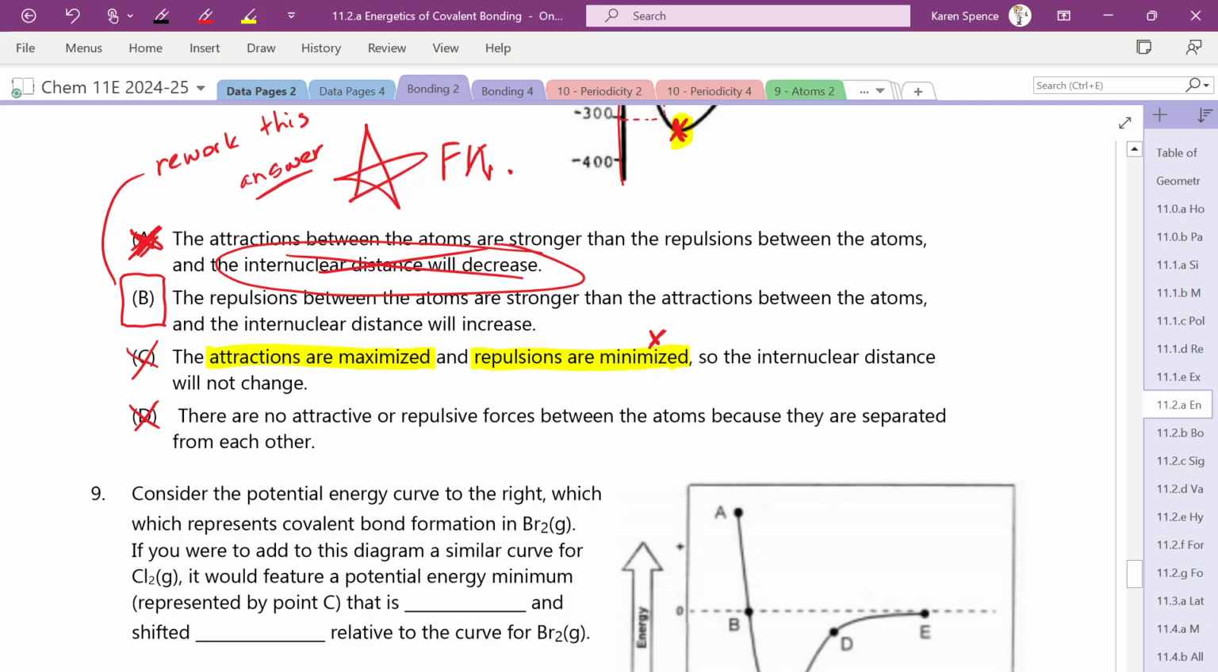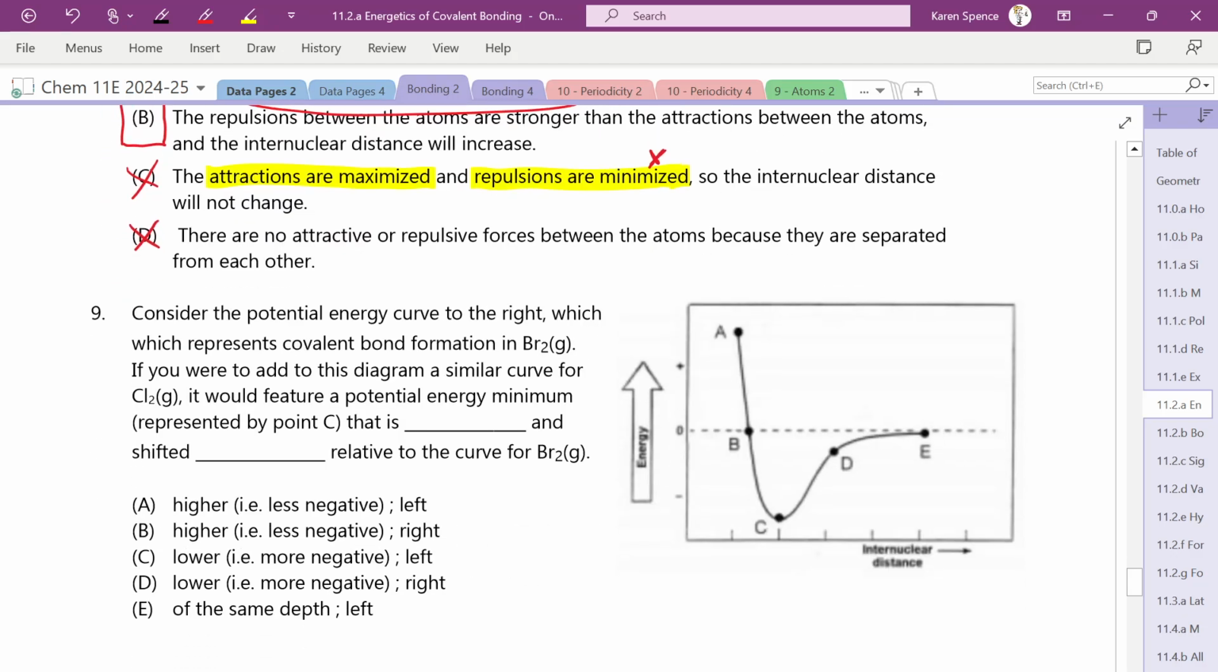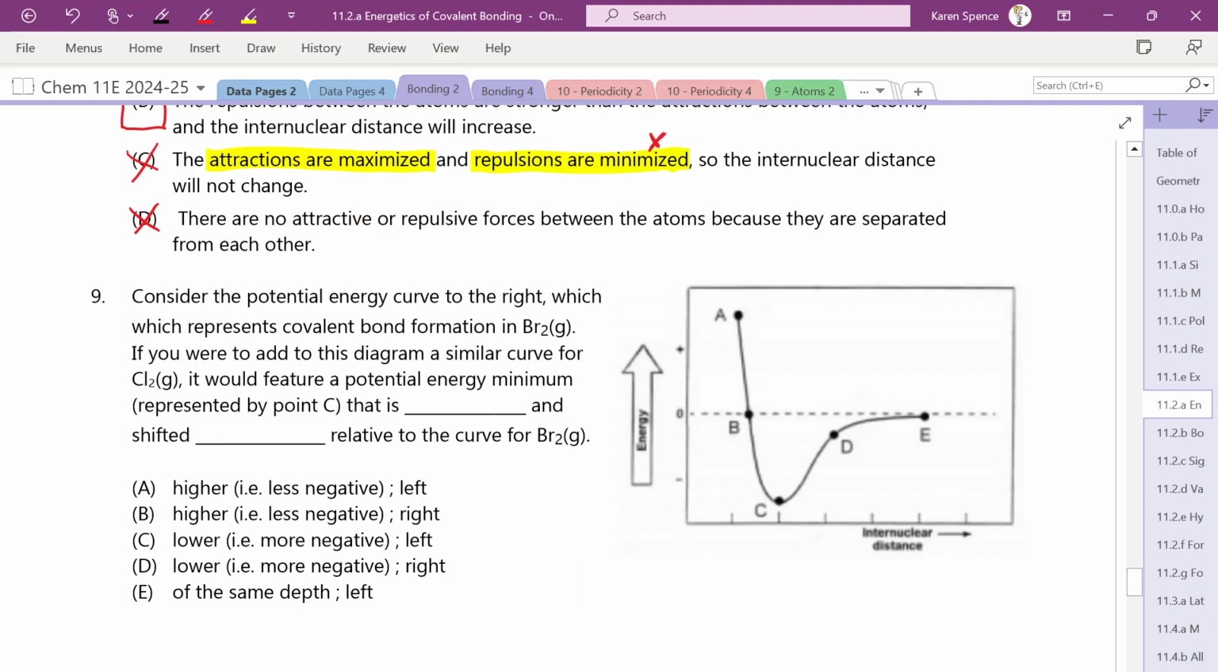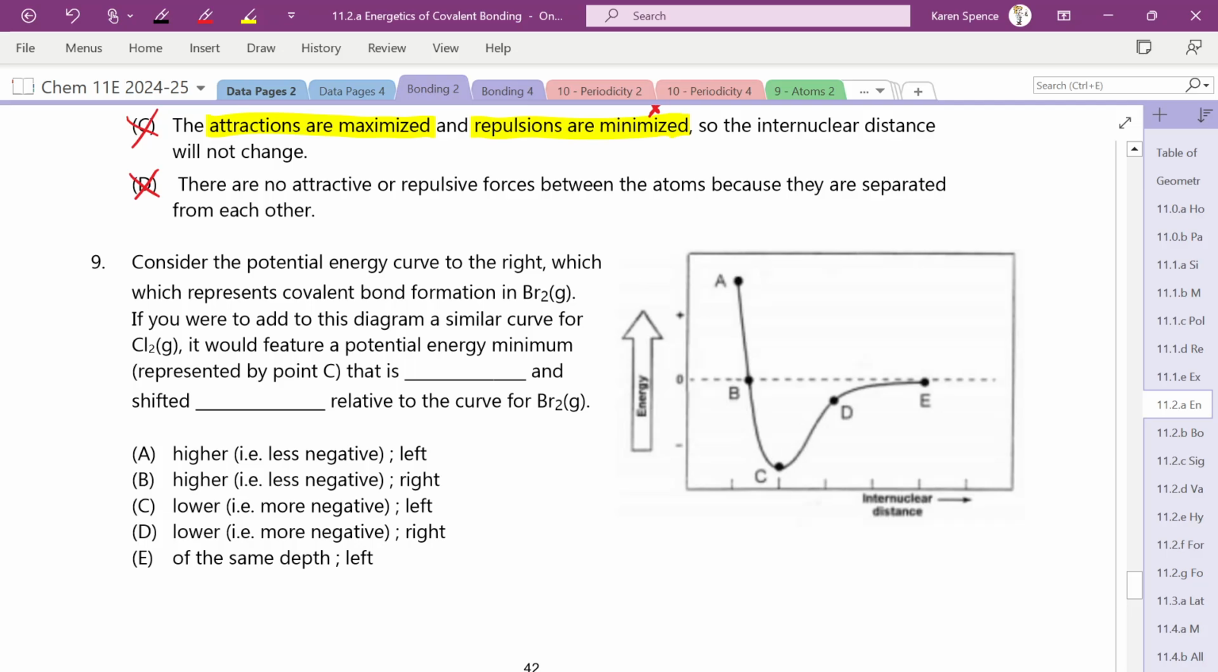Good stuff. Consider the potential energy curve to the right. Oh yeah, we were just doing number 8. Would we like to go over anything else? 9? Okay. We have Br2. If you were to add to this diagram a similar curve for Cl2, it would feature a potential energy minimum represented by point C. Is it higher and shifted to the left, or is it lower and shifted to the right, or is it the same and shifted to the left?